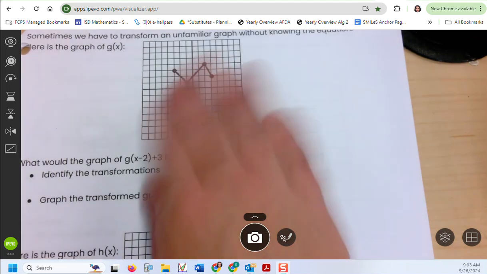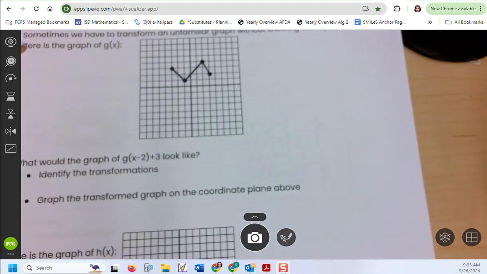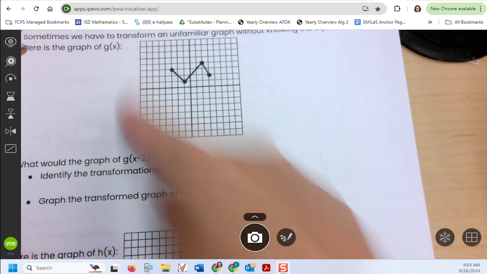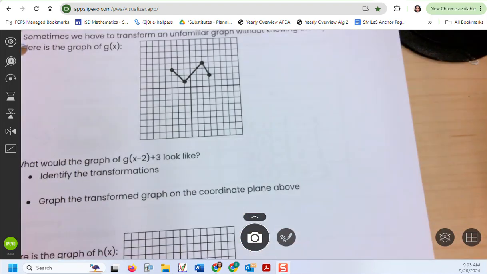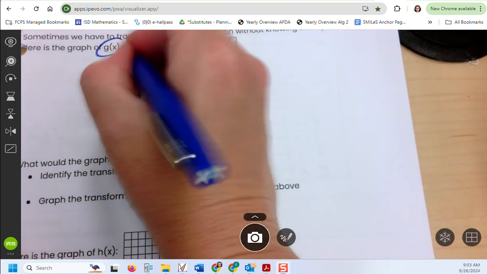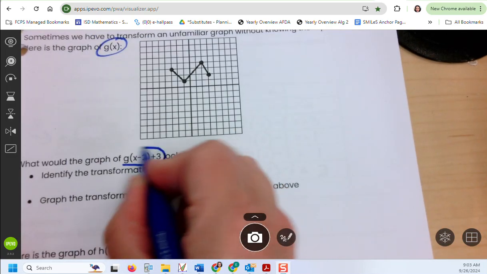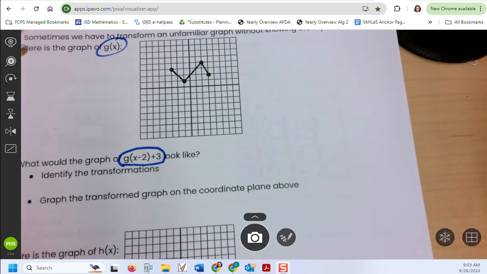Here's a graph, and we don't have a name for this function. It's not x cubed. It's not absolute value x. It's really not anything with a name. It's actually called a piecewise function that has different pieces to it. But we don't need to piecewise, like piece and then wise. All right, so we can still transform it. This one is named g of x. That's the name of the function. And so you can see I'm trying to find this, g of x minus 2 plus 3.